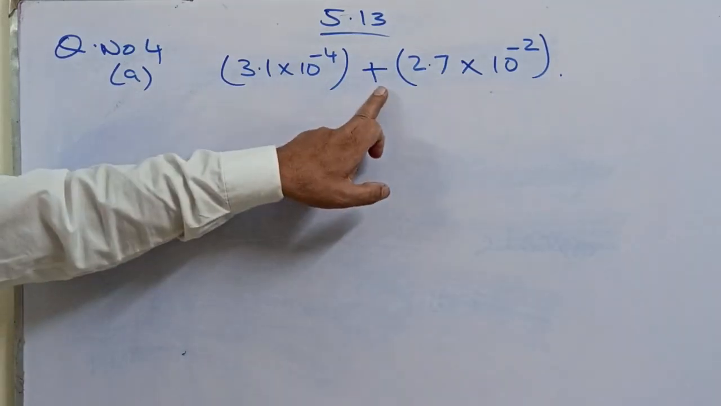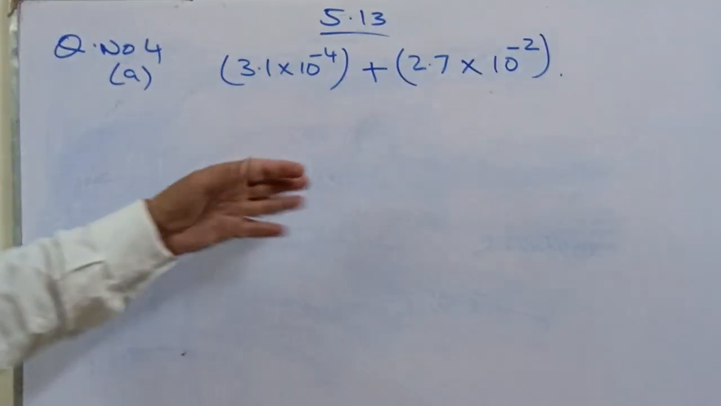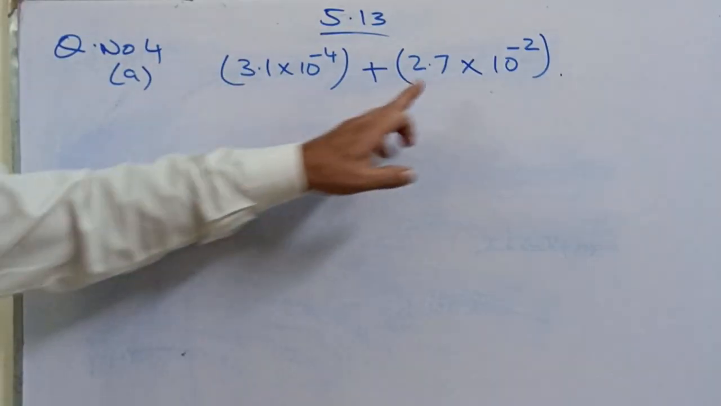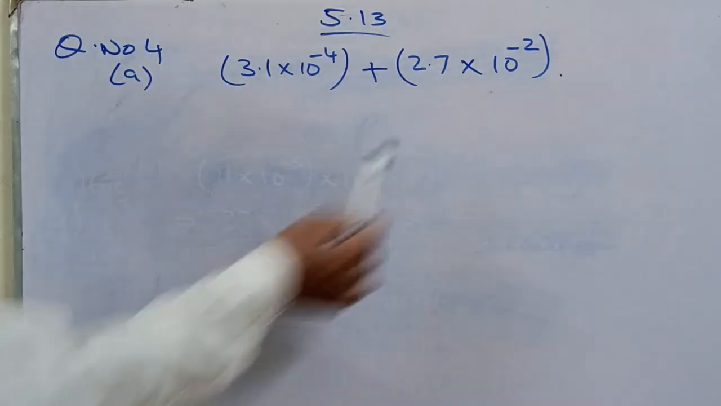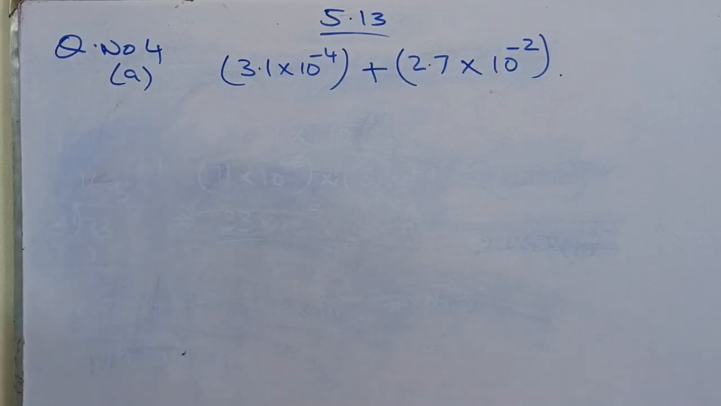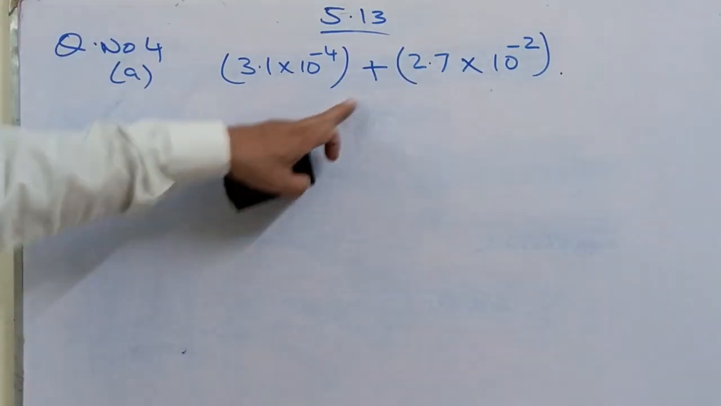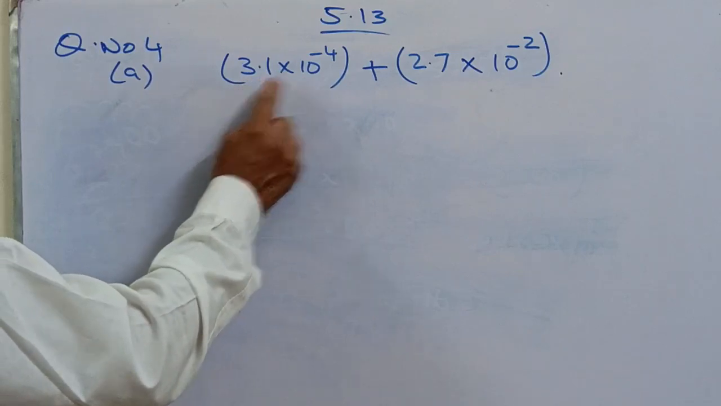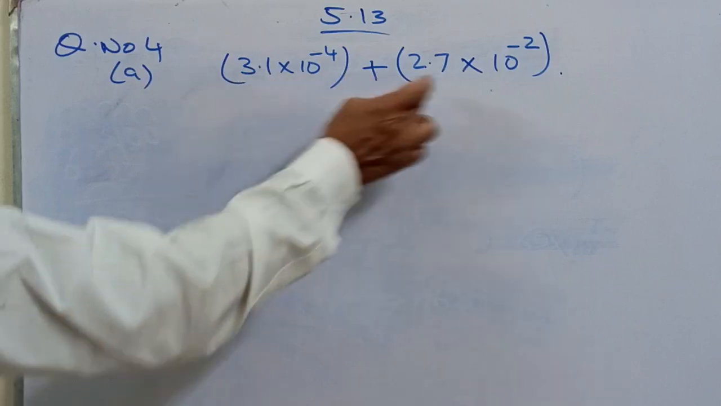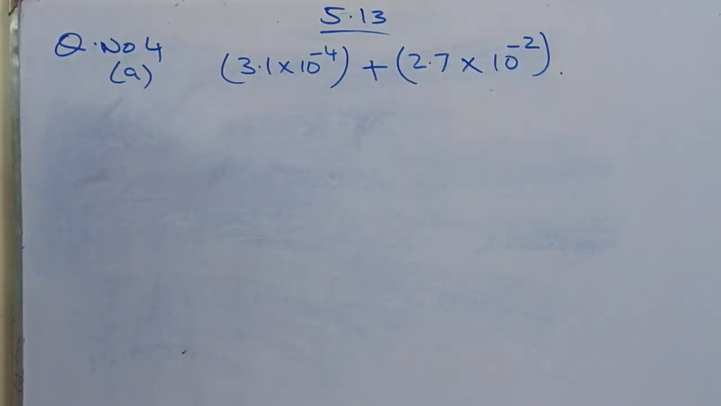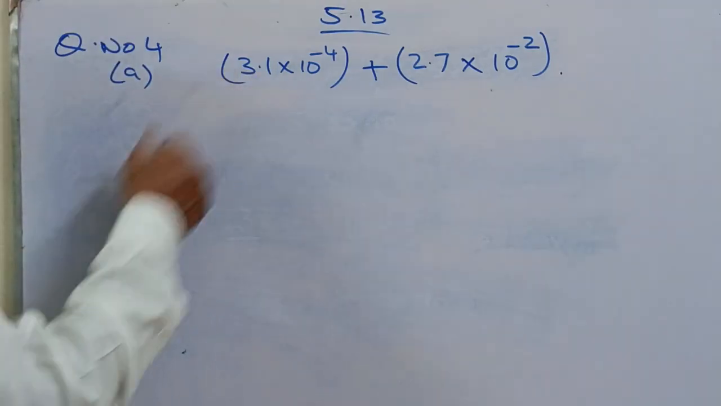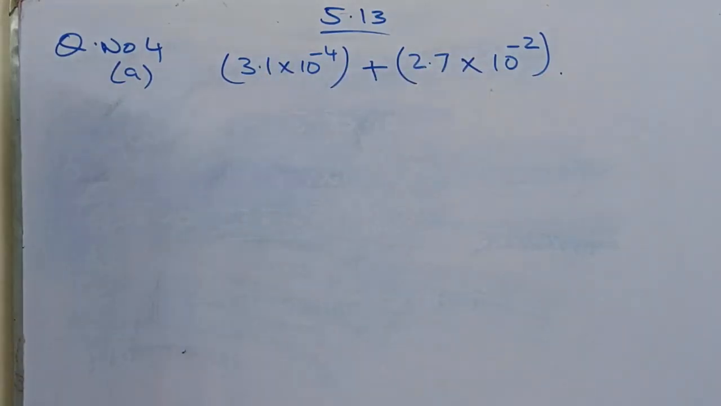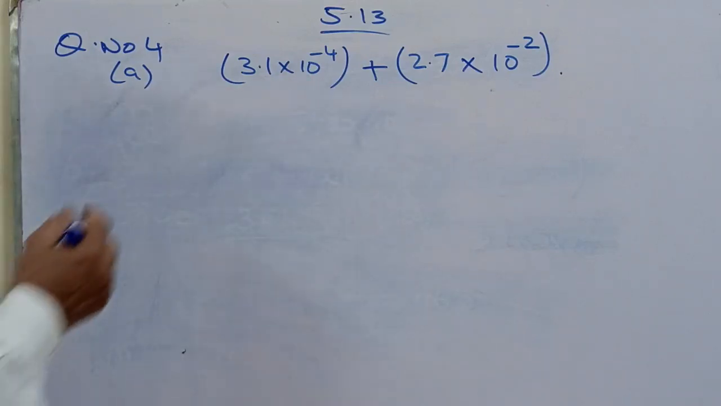So you see that there is an addition sign in between the two brackets. So we cannot add 3.1 and 2.7 directly, because there is quite some difference between the powers of 10. Now dear students, this is the question over here. It is not advisable to add 3.1 and 2.7. What will happen if you add 3.1 and 2.7? It will become 5.8, which is definitely a wrong answer. So what will we do? We'll write it in the linear form.